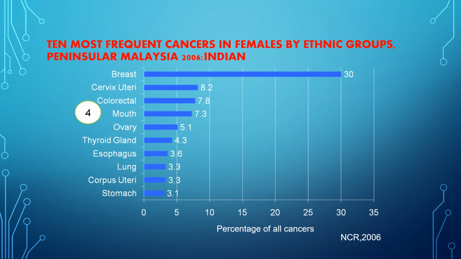The 10 most frequent cancers in females by ethnic groups, Peninsular Malaysia, 2006. Indian: breast cancer is still highest at 30%. Uterus, cervix is 8.2%. Colorectal, 7.8%. Mouth has come up as 7.3% of all cancers. Ovary, 5.1%. Thyroid gland, esophagus, lung, corpus uteri, and stomach are around 3%.